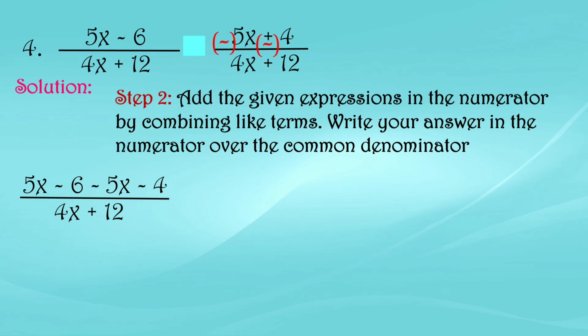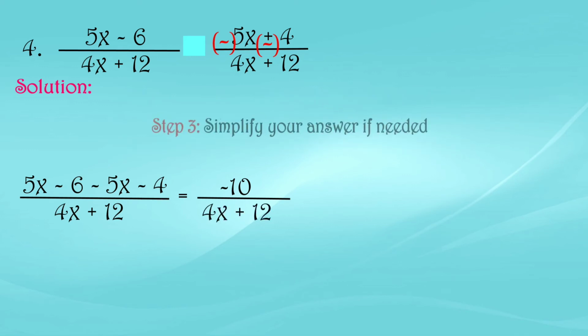And then add the given expression in the numerator by combining like terms and write your answer in the numerator over the common denominator. So equals, so we have common terms which is 5x and negative 5x, but 5x minus 5x is 0 since unlike sign. And then negative 6 and negative 4, like terms, like sign, so add. So negative 6 minus 4 is negative 10. Then copy the denominator, 4x plus 12.